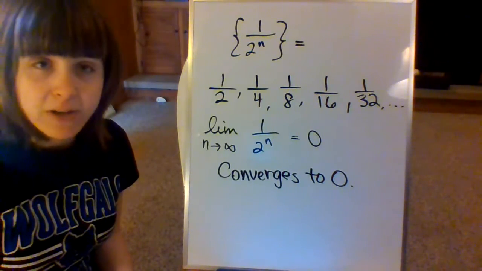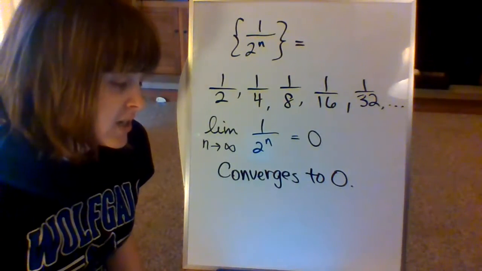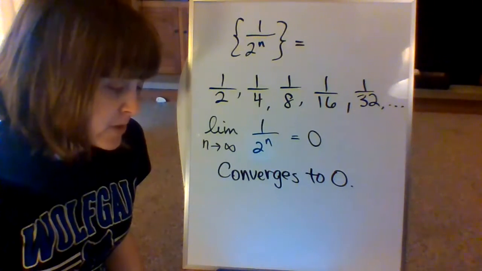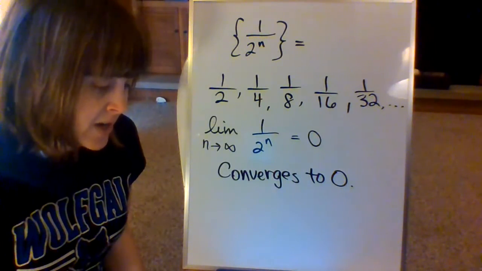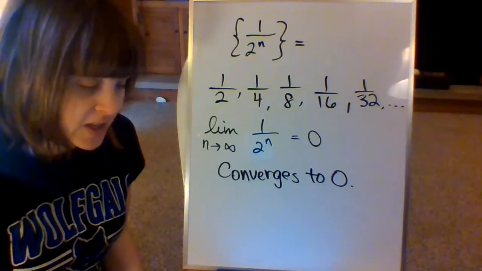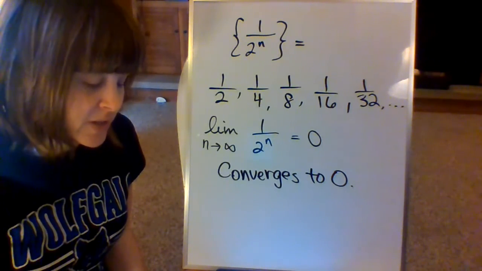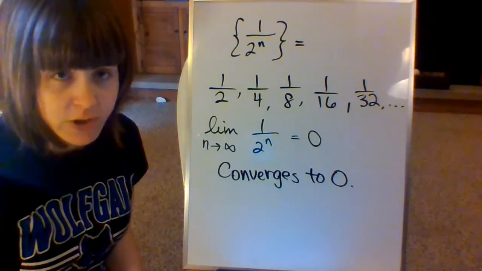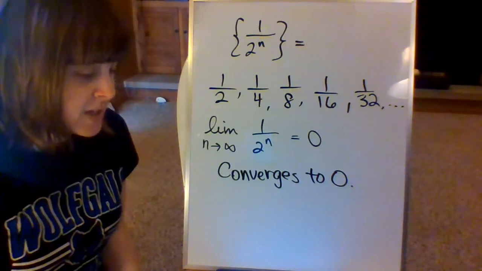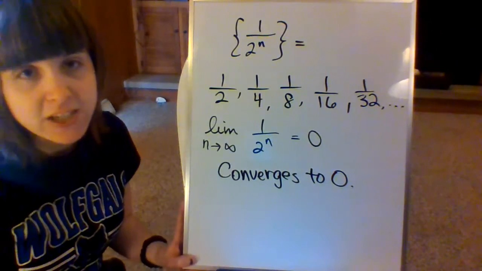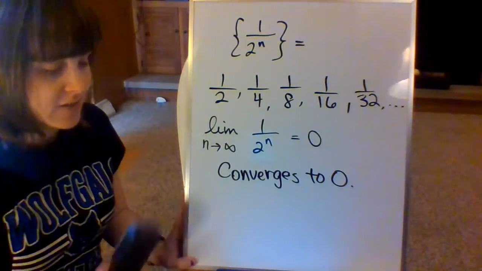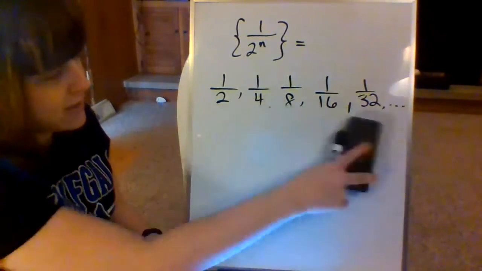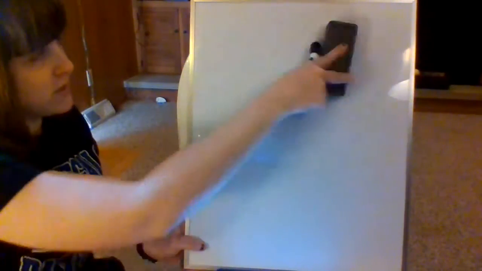Alright, so now I'm going to read this directly from your notes. Definition of the limit of a sequence. If a sequence has a limit L, then the sequence converges to L. If the limit of the sequence does not exist, then the sequence diverges, which I kind of told you at the beginning of this video. So we're going to determine, is it convergent or is it divergent in the next two examples.